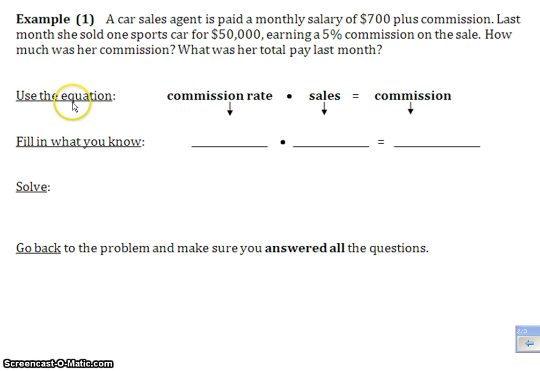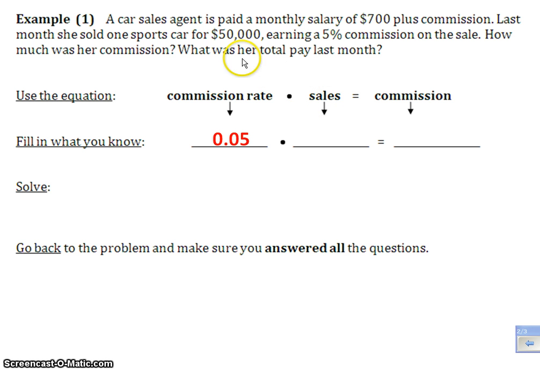First, we're going to use the equation. That equation is commission rate times the sales equals the commission. Go back and fill in what you know. The commission rate is 5%. But remember, we're not going to fill in 5%. We're going to fill in 5% as a decimal, so 0.05.